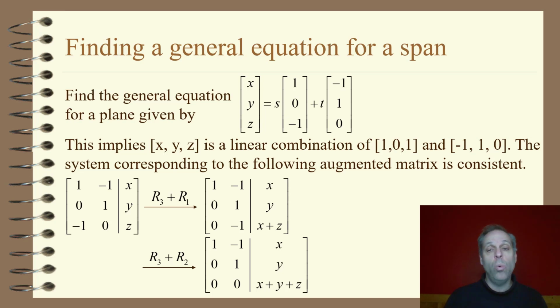Because if I know that the matrix is consistent, then there cannot be a leading entry in the constant column. So the very last equation, x plus y plus z, cannot be non-zero. It is therefore 0. And that's it. That would then be the equation of that particular plane.